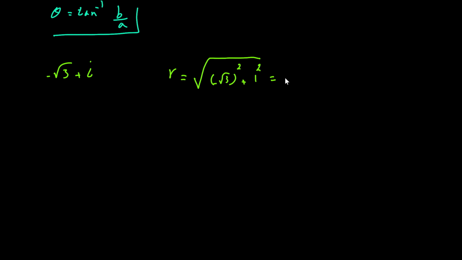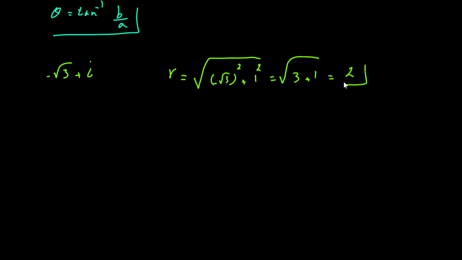So what I'm going to get: the square of negative root 3 is just going to give me 3, plus 1 squared, 1. So I have root of 4, which gives me 2. So my r value is 2.